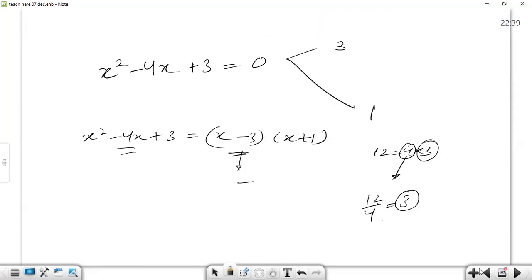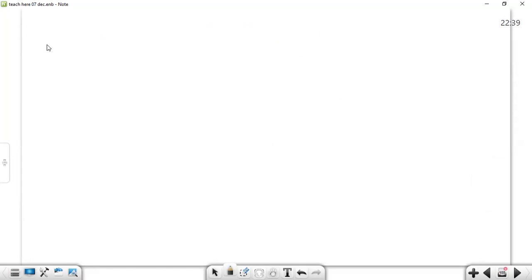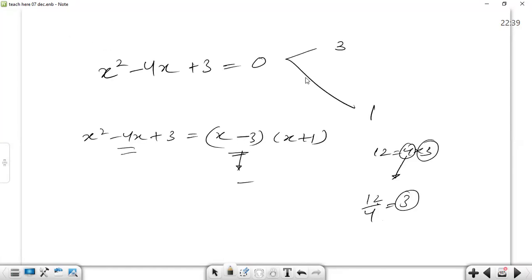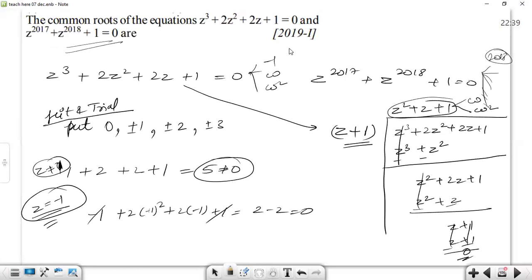Clear? Any doubt till now? Now we have three roots, minus of 1, omega and omega square. And the other equation is z raised to power 2017 plus z raised to power 2018 plus 1 is equals to 0.